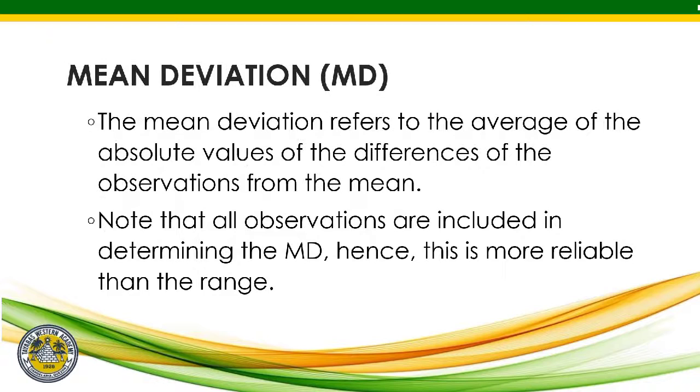Now, let's proceed to the mean deviation. The mean deviation refers to the average of the absolute values of the differences of the observations from the mean. Note that all observations are included in determining the mean deviation. Hence, this is more reliable than the range.